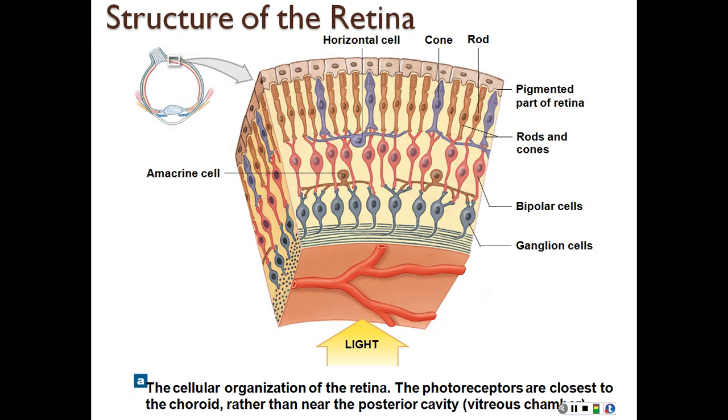So you have the rods and the cones first, and they transmit the signal forward to bipolar cells, and then on forward to ganglion cells, and then you have other horizontal cells and amacrine cells, which help in visual activity as well. But the ganglion cells are what transmit the signal onto the optic nerve.